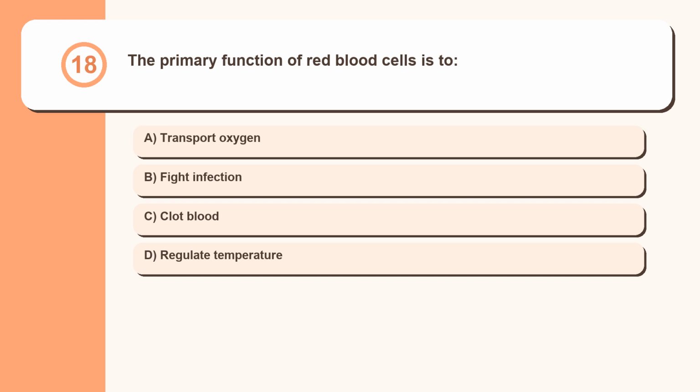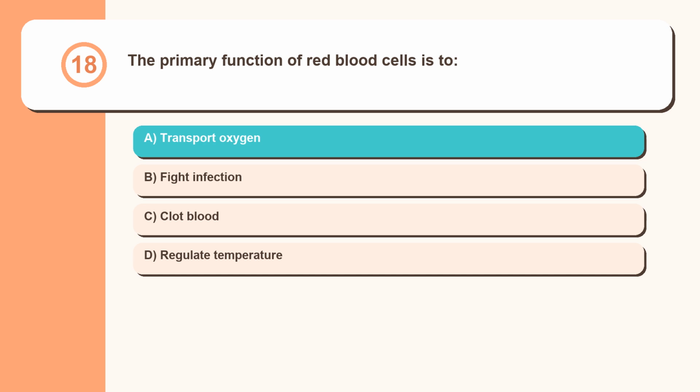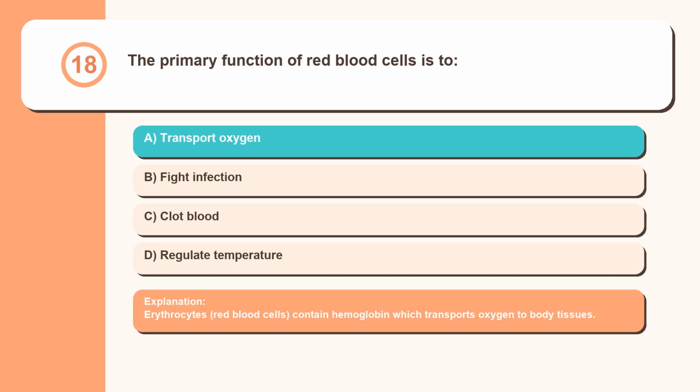Question 18. The primary function of red blood cells is to transport oxygen, fight infection, clot blood, regulate temperature. Erythrocytes, red blood cells, contain hemoglobin which transports oxygen to body tissues.